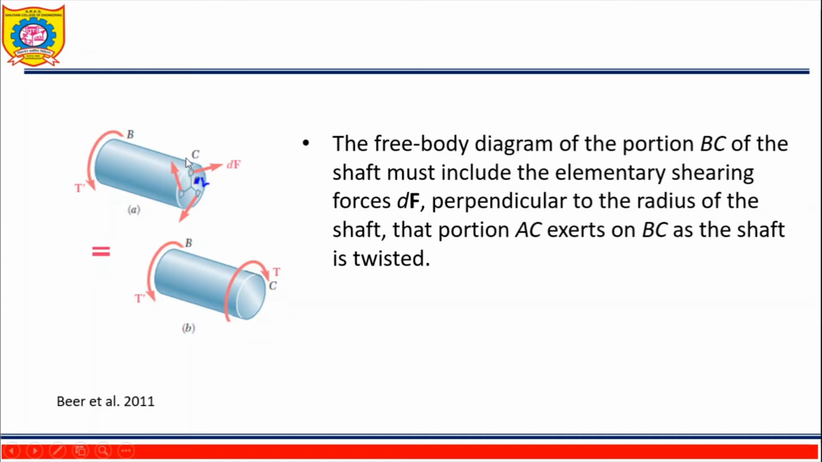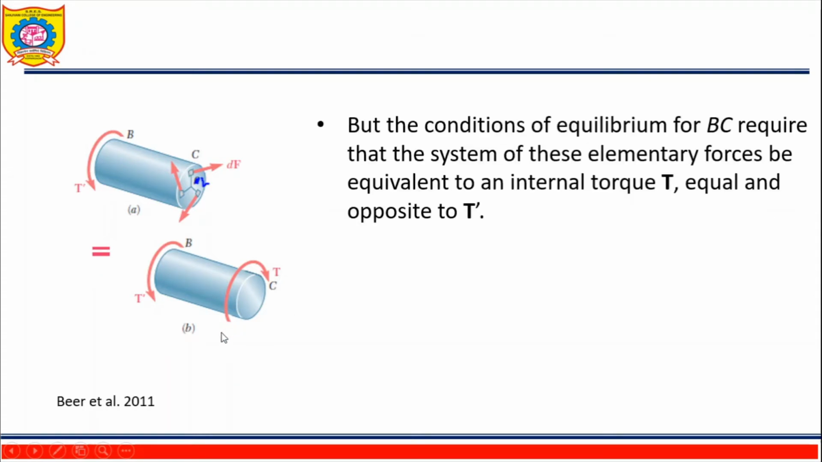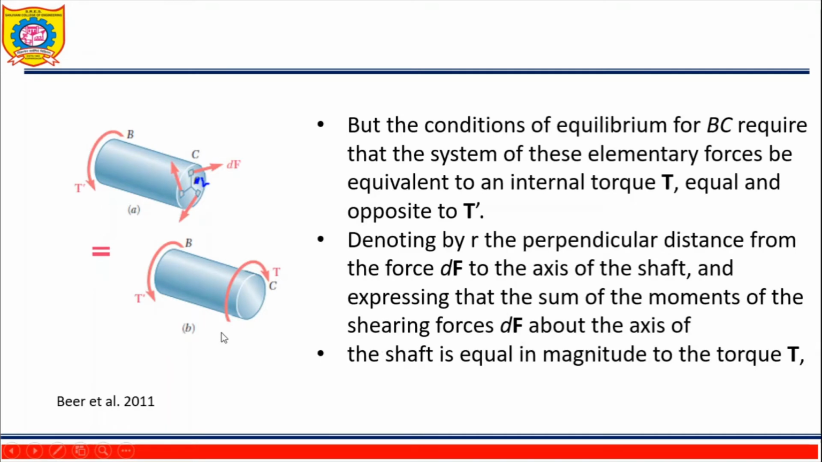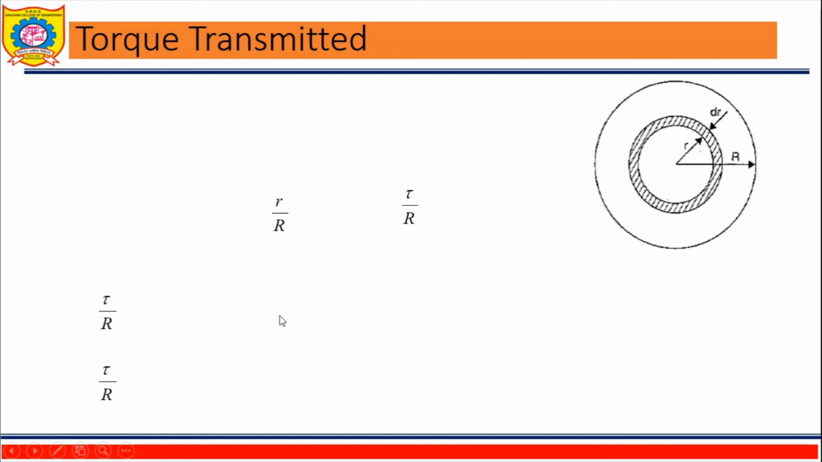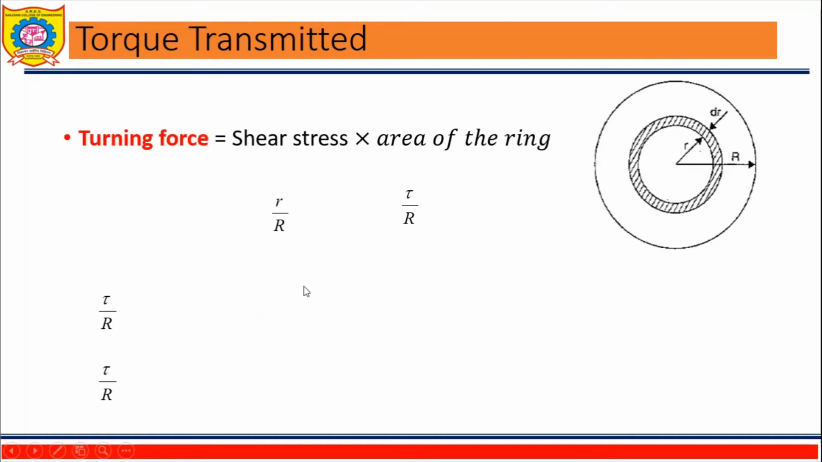Due to that, at the middle portion, at the C point, we observe that when we apply the force F, it will try to rotate the shaft in the clockwise direction. From that we can find out how the torque is developed in the shaft. So we'll find out the value of torque. We consider a smaller part of the ring at a distance of small r. The thickness of the ring is dr.